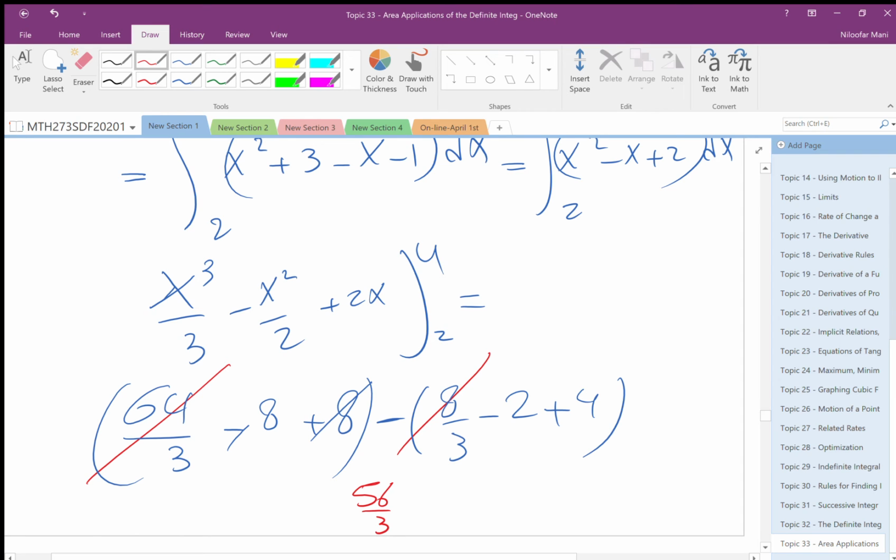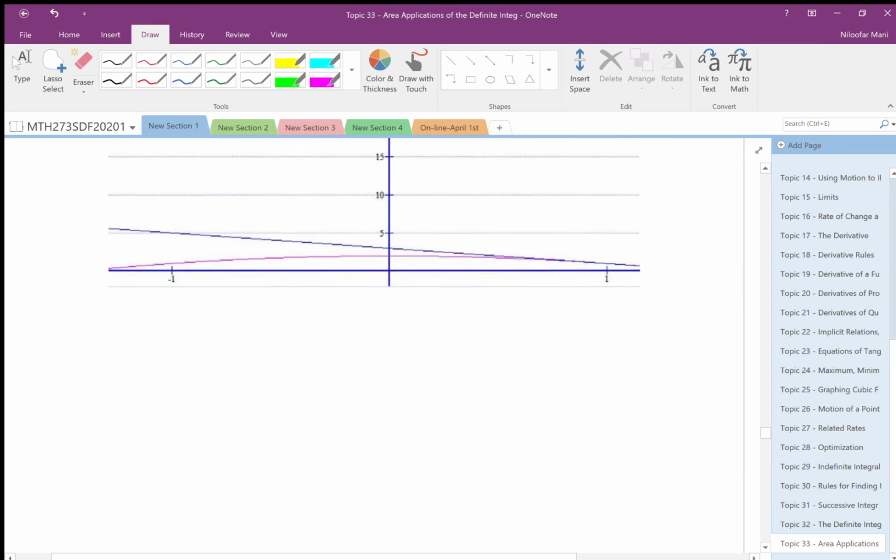And the other one, so 4 minus 2 is 2. And because I have minus, so I have minus 2. Okay, so I can find the answer. So it is 56 divided by 3 minus 6 divided by 3, which is 50 divided by 3. Okay, so 50 divided by 3 unit squared. Okay, so that is the answer. So they are very easy.